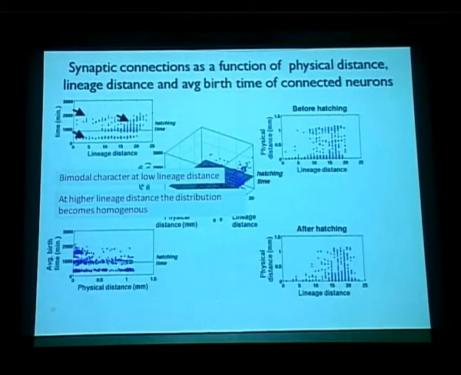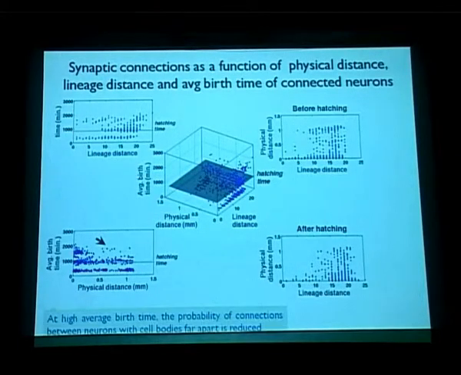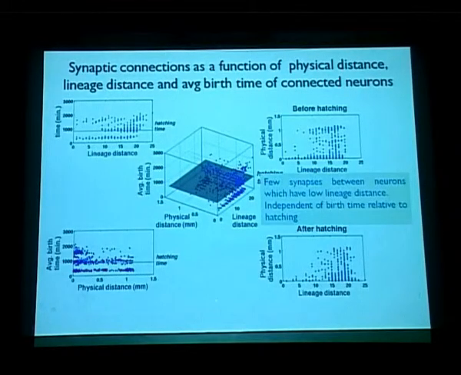Again, if you look at average birth time and physical distance, what we find is that at higher average birth times, the probability of connections between neurons with cell bodies which are far apart is reduced, as you can see from the number of neurons here. And finally, we find that very few synapses are generated between neurons which have low lineage distance, and this is regardless of whether these neurons occurred before hatching or after hatching.